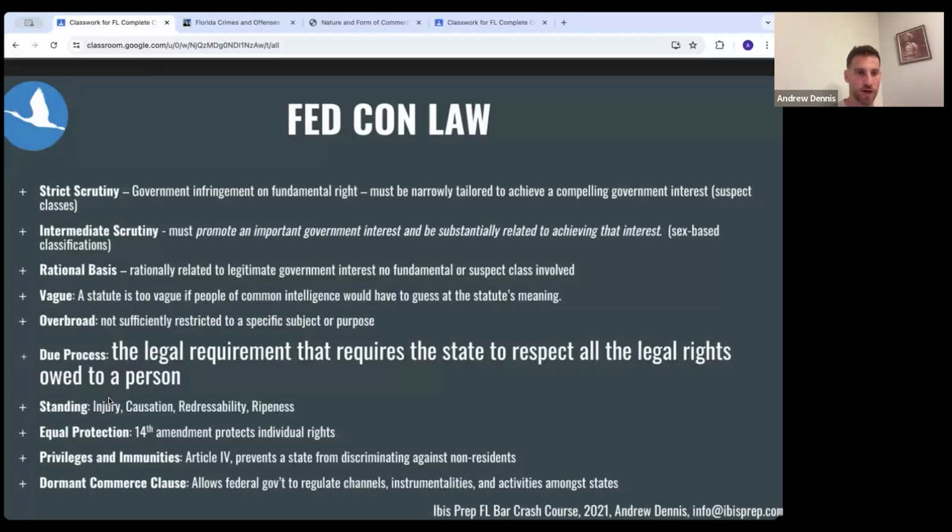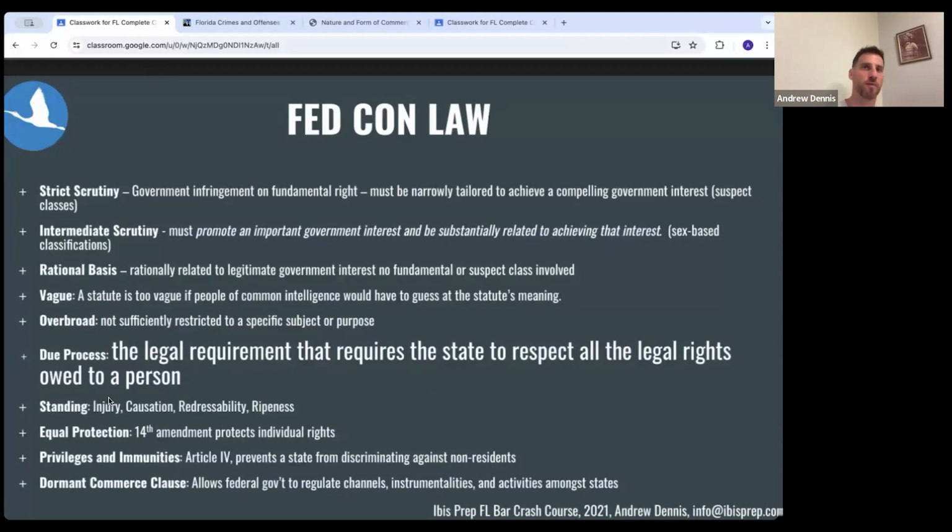Definitely know the strict scrutiny must be narrowly tailored to achieve a compelling interest. Intermediate scrutiny must promote an important interest and be substantially related. And then rational basis must be rationally related to a legitimate interest. The burden of proof is on the government for strict scrutiny or intermediate scrutiny, and it's on the plaintiff for rational basis.